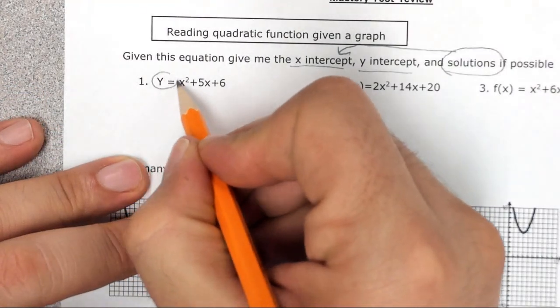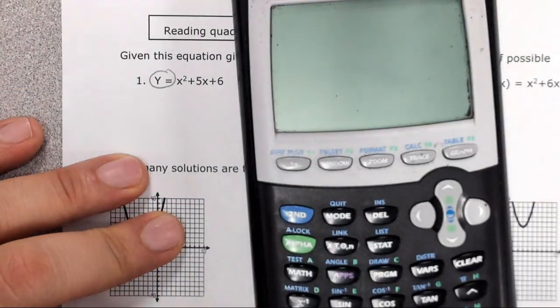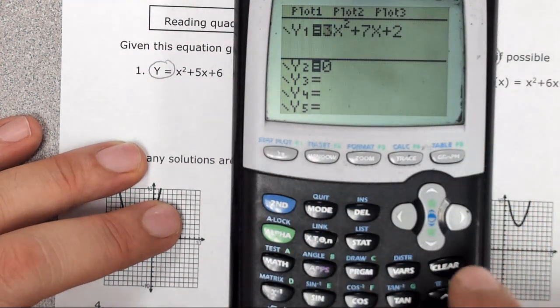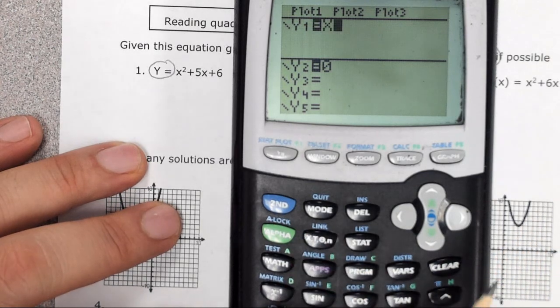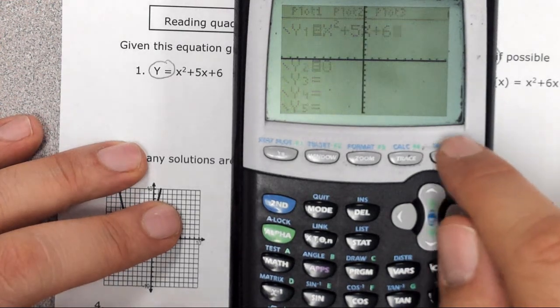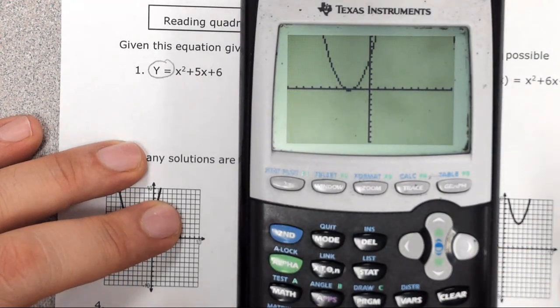This says y equals. If something says y equals, you're just going to go to your calculator and press y equals. Once you press y equals, you're going to type that in. And then you're going to graph it. We always go to the graph first, then go to the table second.